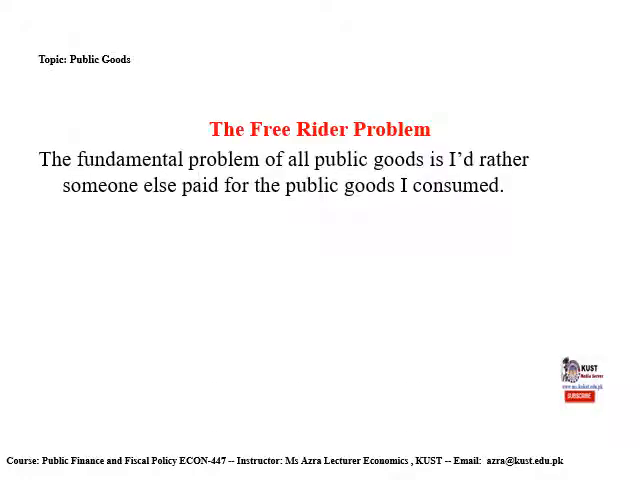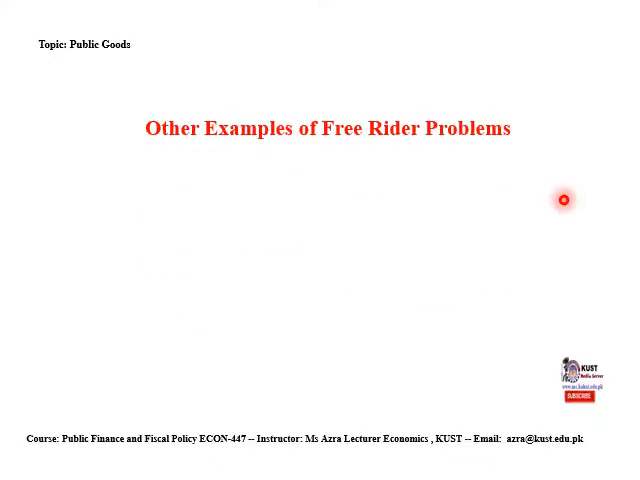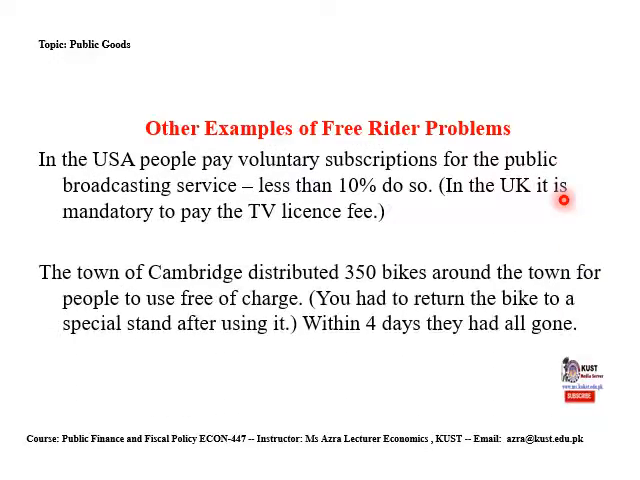Free rider problem. The fundamental problem of all public goods is: I had rather someone else paid for the public good I consumed. This is called the free rider problem. Examples of free riders: in the USA, people who pay a voluntary subscription for the public broadcasting service are less than 10%. In the UK, it is mandatory to pay the TV license fee.